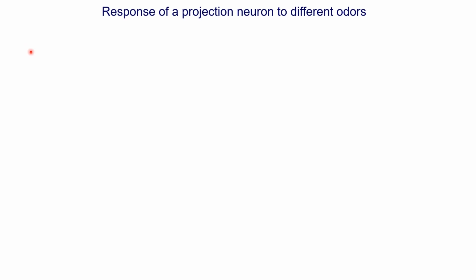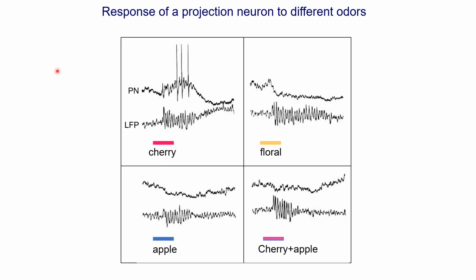So once we are able to get the intracellular recordings from a projection neuron, we can deliver different odors to the antenna and see how that projection neuron is responding to different odors. And this is what we see. So in these images, the top trace represents the projection neuron's activity, and the bottom trace here shows the local field potential, which we can interpret as the average activity in the whole PN population.